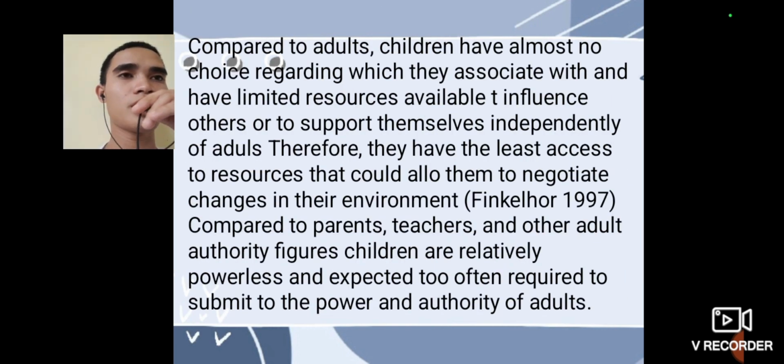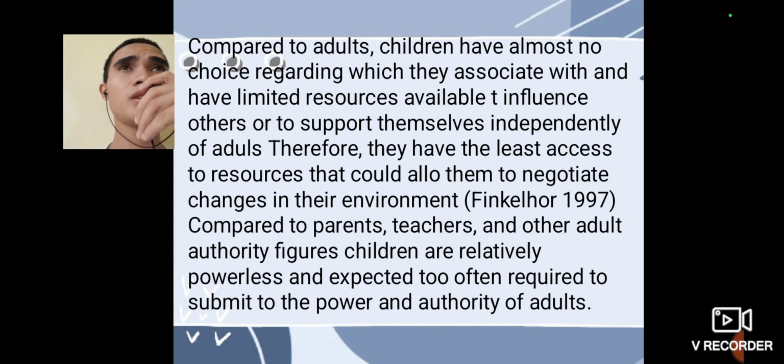Compared to adults, children have almost no choice regarding whom they are associated with and have limited resources available to influence others, or to support themselves independently of adults. Therefore, they have less access to resources that could allow them to negotiate changes in their environment. Compared to parents, teachers, and other adult authority figures, children are relatively powerless and often required to submit to the power and authority of adults.